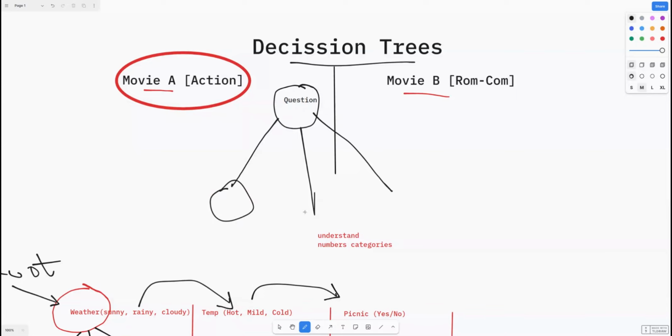So this could be action. Then you have comedy on this side. And finally, you have drama. So just action, comedy, and drama with the D there.